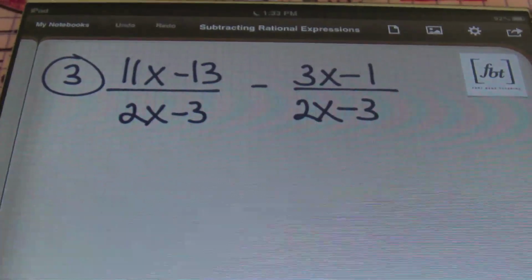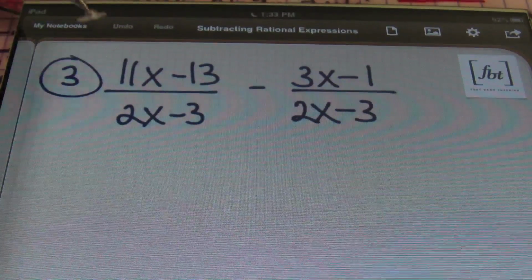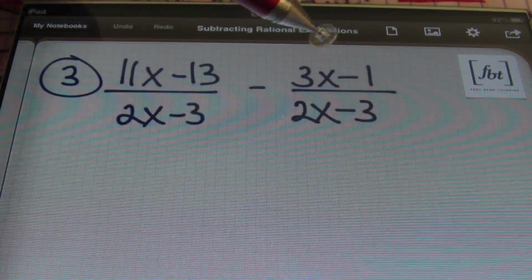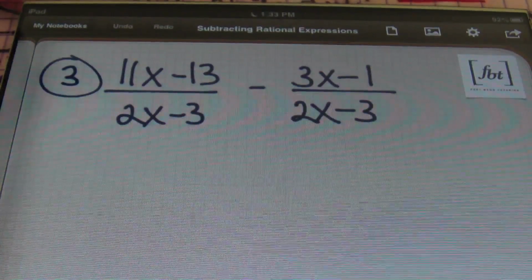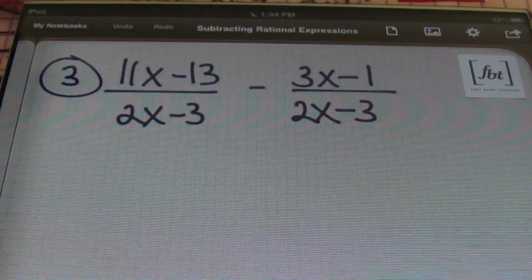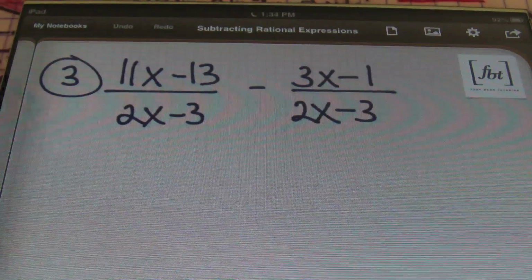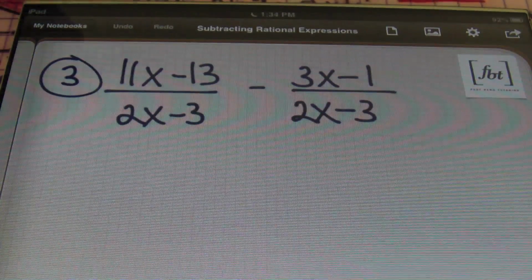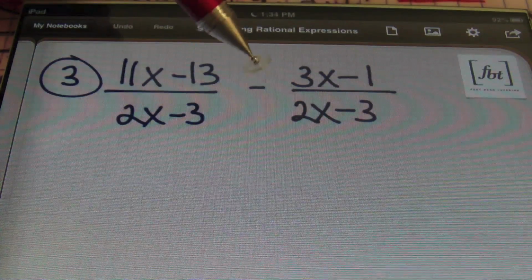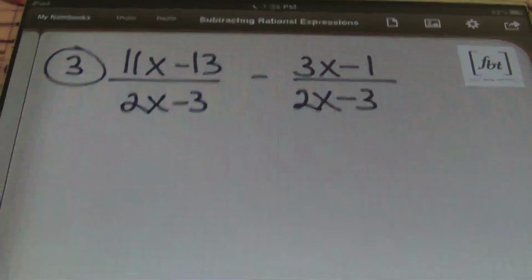Here in problem number 3, I have 11x minus 13 over 2x minus 3 minus 3x minus 1 over 2x minus 3. Yes, we still have a common denominator, and trust me, we will be getting to problems that don't have a common denominator, but this problem is important. The reason being is because when you combine the numerators here, you will need to end up distributing this negative. So let me show you exactly what I'm talking about.